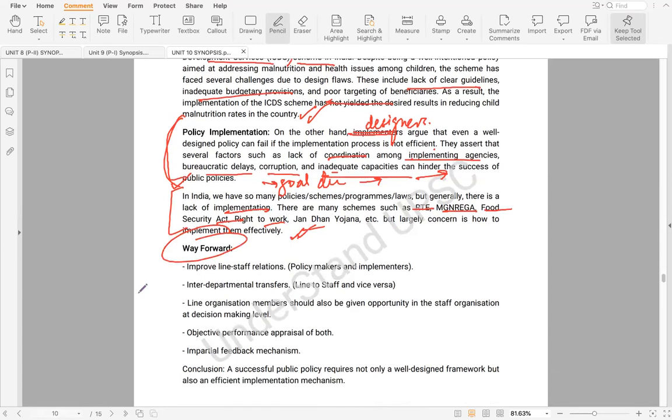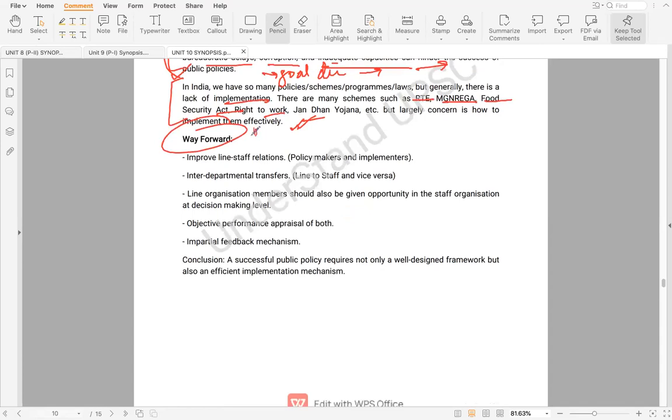Way forward, you have to talk about the solutions now. This is very, very important. Improve the line and staff relations. What is staff? The staff is policy makers, line is policy implementers, right? So improve the line and staff relations. Interdepartmental transfers are needed. So you need to move from line to staff and staff to line. That is why interdepartmental transfers.